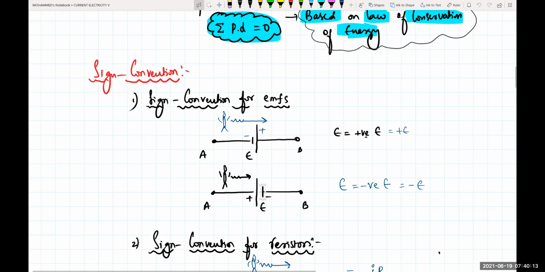Then in this situation, there is a cell. I'm going from A to B, and I'm stopping at B. When I stop at B, what is the terminal of the cell I'm seeing? Negative. So the EMF of that one will be negative. Got an idea? In a closed circuit, when a cell comes, whatever is the sign of the terminal where we are ending, that will be taken into consideration.